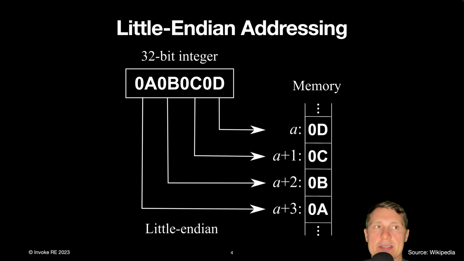Little endian addressing is simply a method of storing data within a specific byte order in memory. Little endian addressing stores the least significant byte at the lowest memory address. In this example, we have a 32-bit or D-word integer, which is set into memory, and the least significant byte, D, is stored at the lowest address within the D-word in memory.